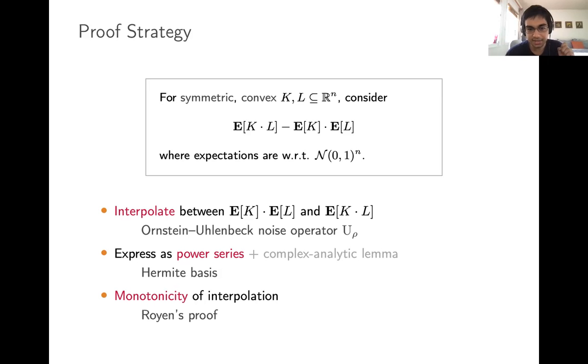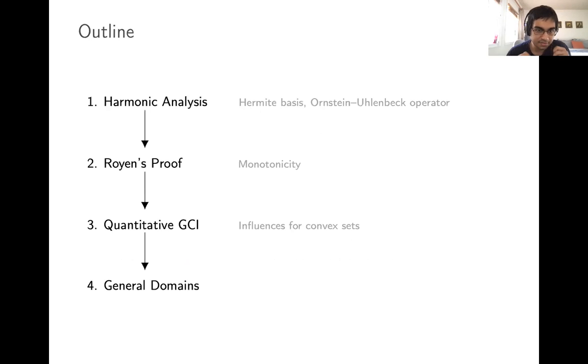And this monotonicity turns out to be a consequence of Royen's proof of the Gaussian correlation inequality itself. And so the rest of this video will look like this.